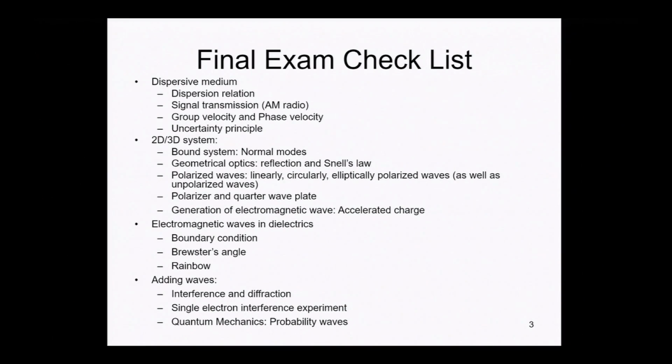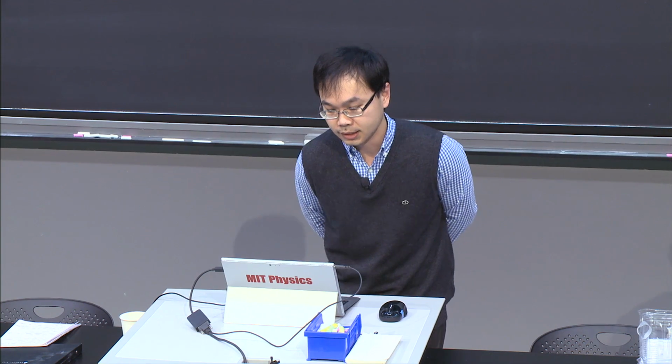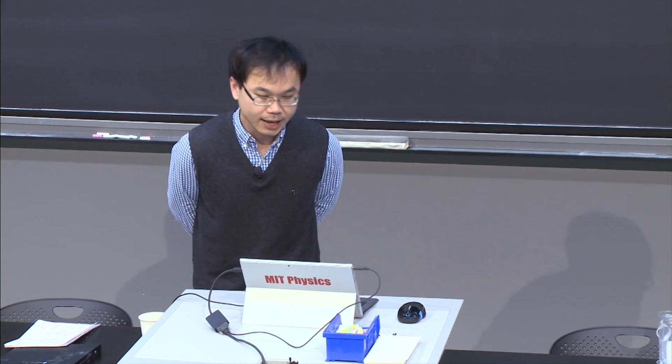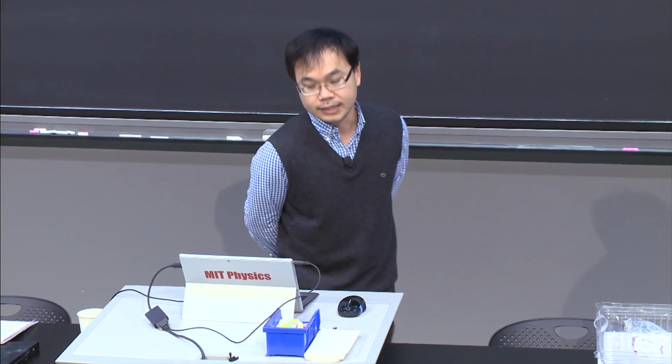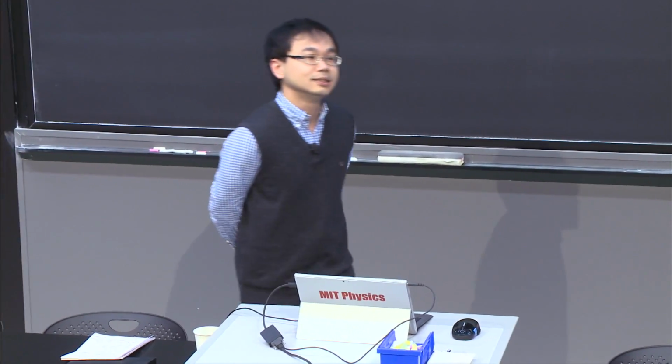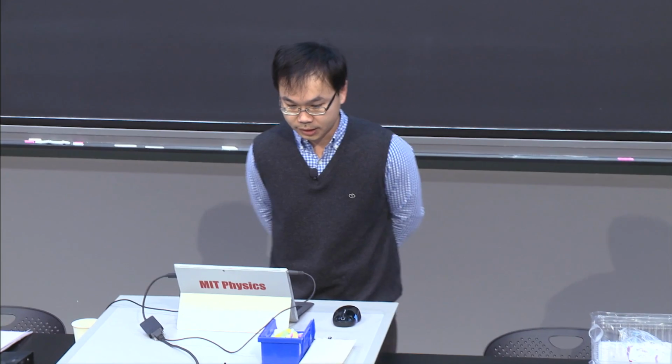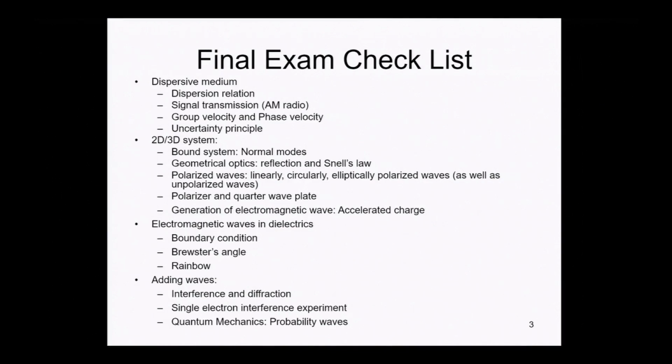We talked about polarized waves: linearly, circularly, and elliptically polarized, and the polarizer and quarter wave plate. And at the end of the discussion of 2,3D systems, we discussed how to generate electromagnetic waves by accelerated charge. Okay.